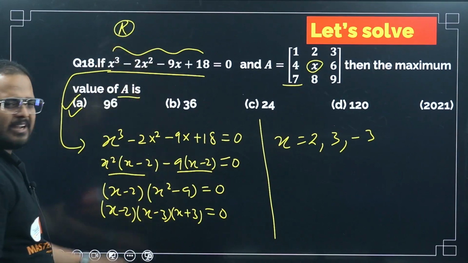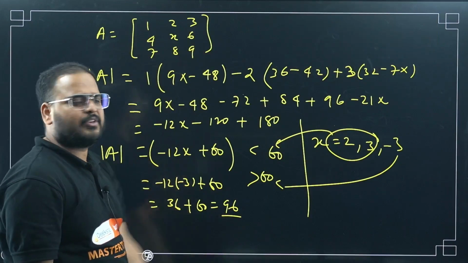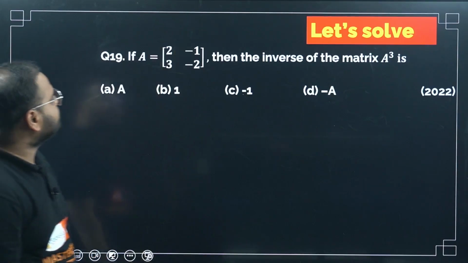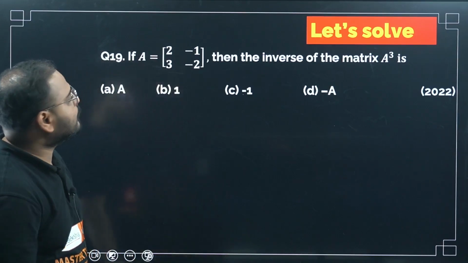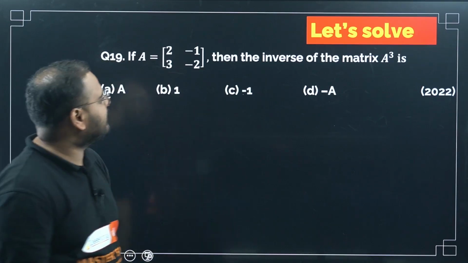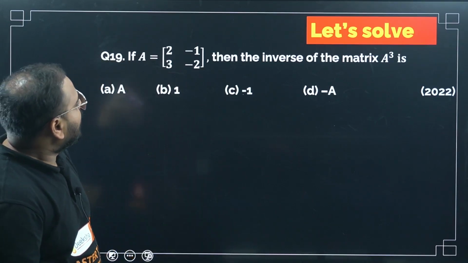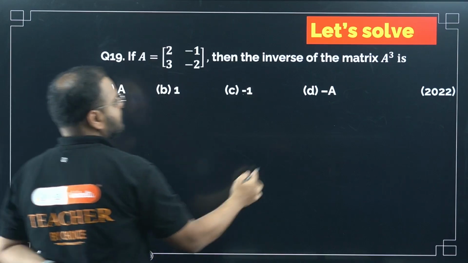Okay, not calculative, simple only. I took a little extra time to explain, otherwise it's not that calculative in nature. Okay, moving on. Inverse of matrix A cube. We have to find it out. It's 2 cross 2, so I don't think it will be difficult to find the inverse. First we have to find A cube, so it means we have to find A square first. Let's do it quickly.